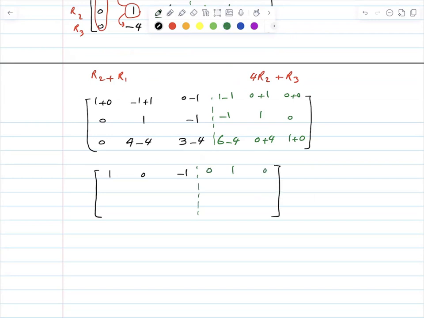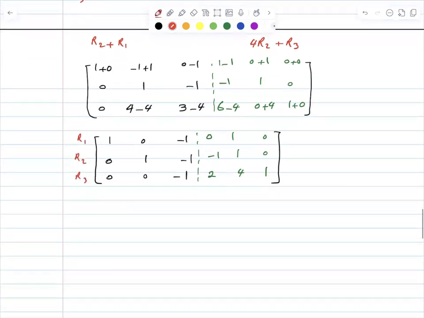And here we have 0, 1, negative 1, 0, 0, and negative 1. And then you have 2, 4, 1, negative 1, 1, and 0. Okay, almost done. Now I need to multiply the third row. Let us call this again R1, R2, R3.